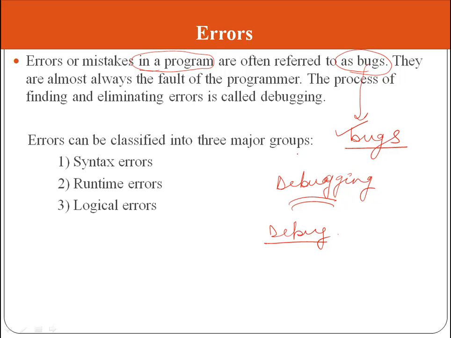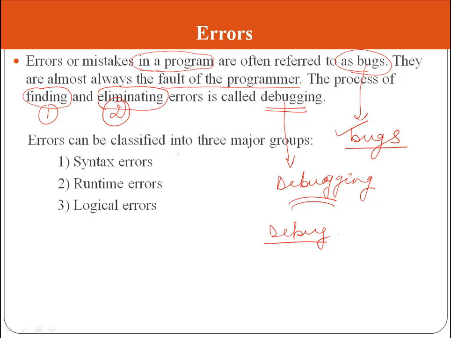Mostly, this is the fault of the programmers, right? Because when you are writing your program, you may not be aware of the syntax, and you try to write it, and if it is wrong, this is a fault, this is an error. The process of first finding, because until you find the error, you cannot solve it, and then eliminating the errors is called debugging. First you are finding the errors and then you are removing those errors.